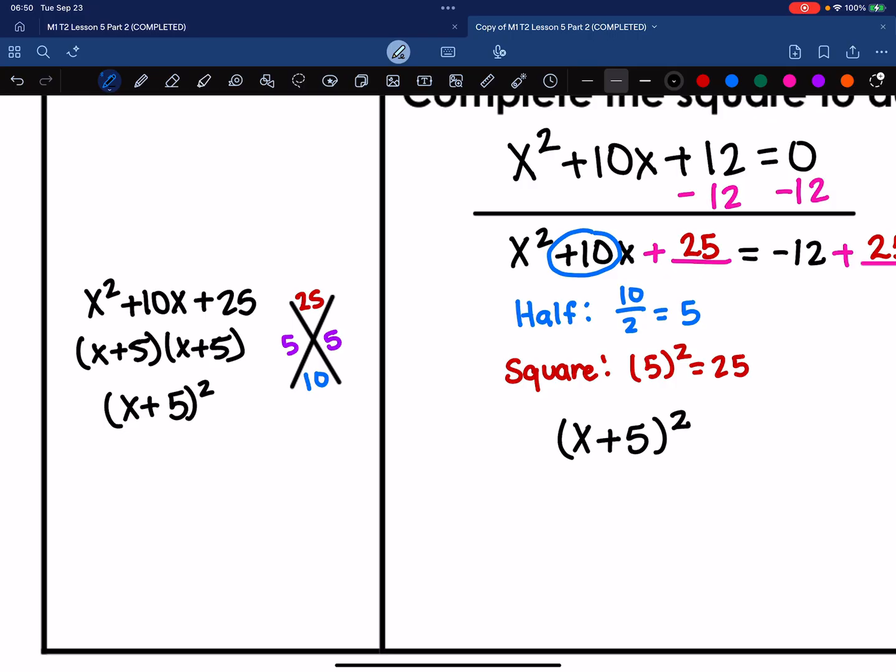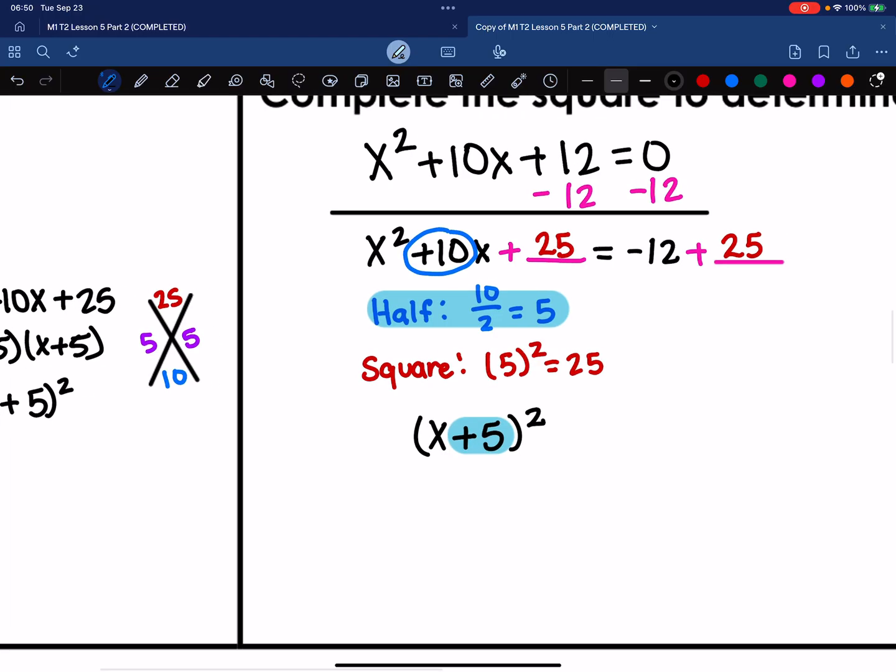But what I want you to pay attention to is that, one, it has our variable x. Then it has a 5, and our 5 was the half term. So the shortcut to this is use your variable and then your half term. Okay? What this is going to be equal to is whatever you get when you add negative 12 plus 25. And that's going to be 13.